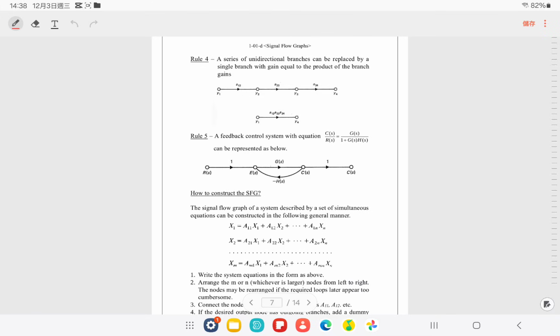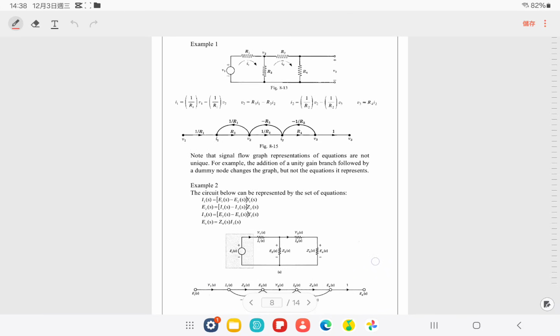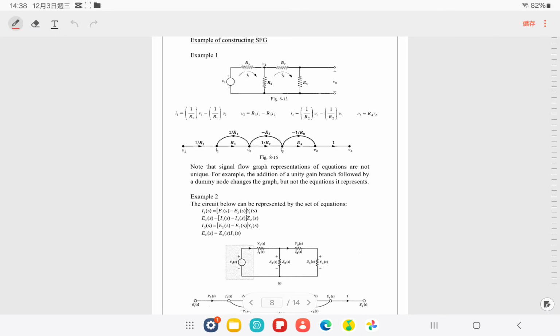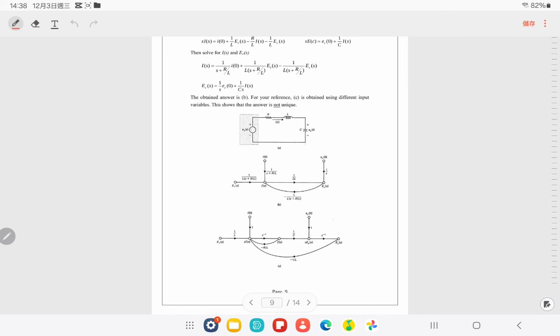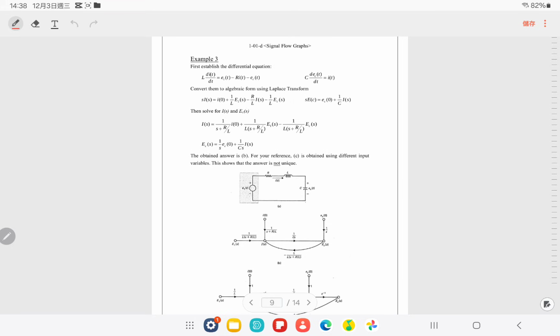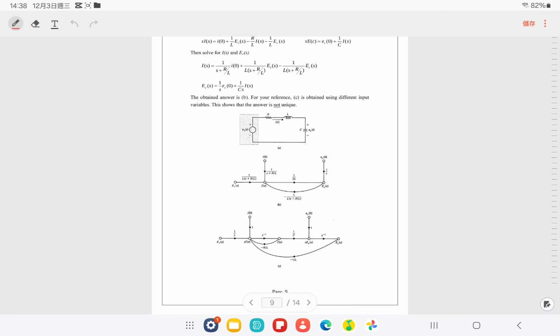After knowing all the rules and regulations, okay, this is the SFG. Now, this SFG is not from equation, but from circuit to SFG. This is also important because you are electrical engineering students. From circuit to SFG, make sure you notice this. Three examples from circuit to SFG, so you know how important this is.